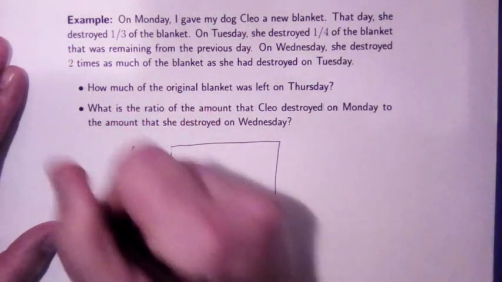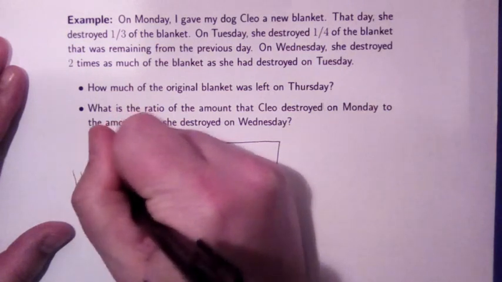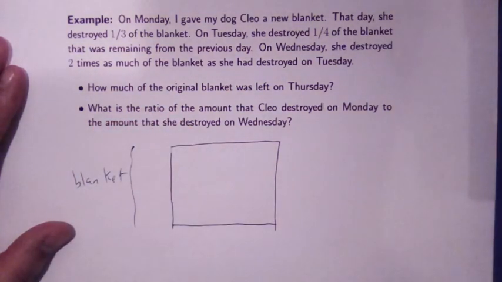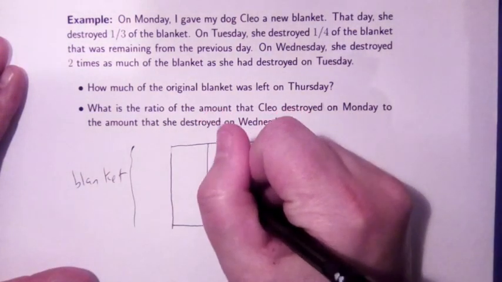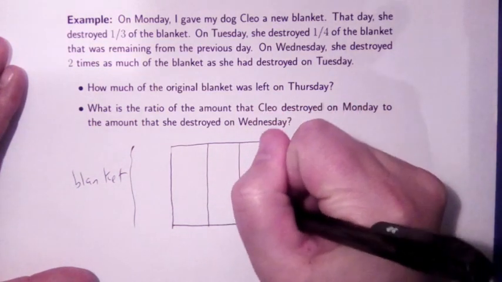So here I'm going to draw the blanket as it originally was. And what I'm going to do is shade the parts that Cleo destroys. And I'll keep track of what was destroyed when. So we begin with, on Monday, she destroys 1/3 of the blanket. That's 1/3 of the original blanket.